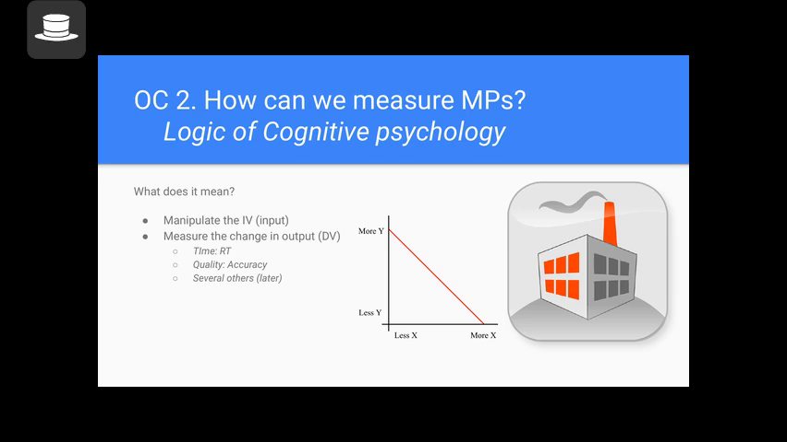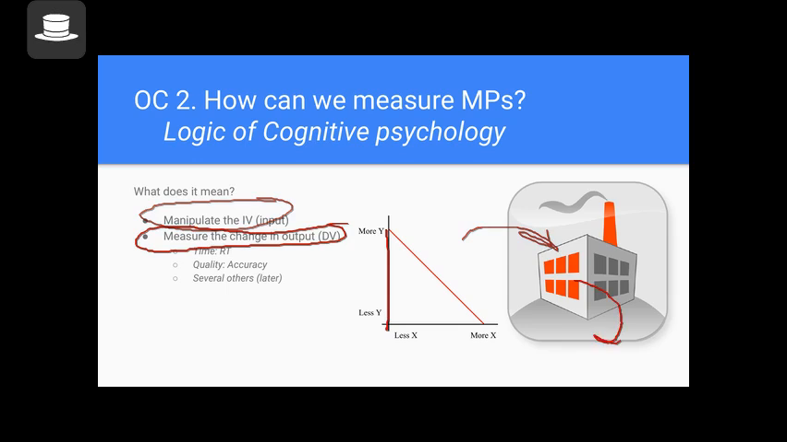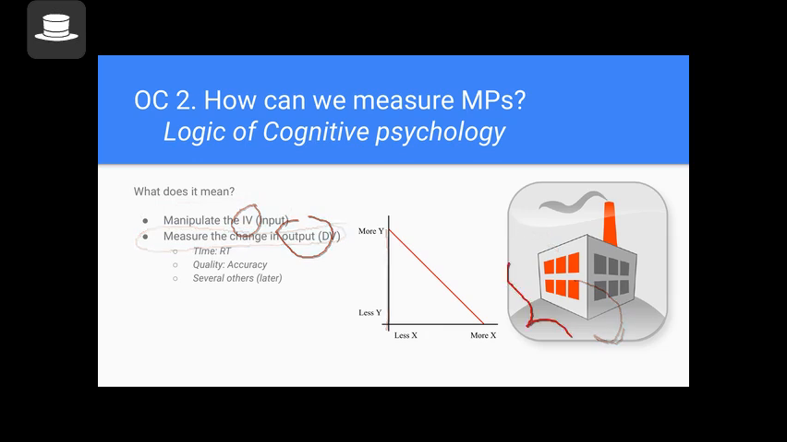Well, we manipulate the IV, the input into the mind, and you measure the DV, or what's coming out. Remember, IV is the independent variable, DV is the dependent variable. So you're manipulating the independent variable and measuring the dependent variable, and by finding the relationship between these two, you're making inference about multiple mental processes.